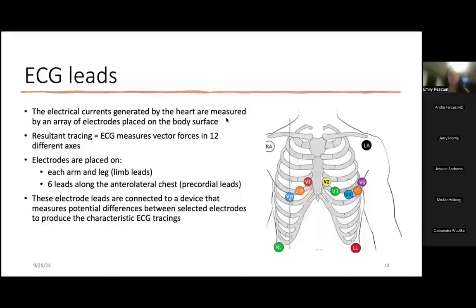So this is a picture of your standard 12-lead EKG. I think probably everyone's pretty familiar with this. The electrical currents generated by the heart are measured by all these electrodes placed on the body surface. We call it a 12-lead EKG because it measures vector forces in 12 different axes. The electrodes are placed on each arm and leg, so those are your limb leads, and then 6 leads along the anterolateral chest, which are the precordial leads. These electrodes are connected to a device that measures potential differences between selected electrodes, and that produces the typical EKG tracing that we're used to seeing.